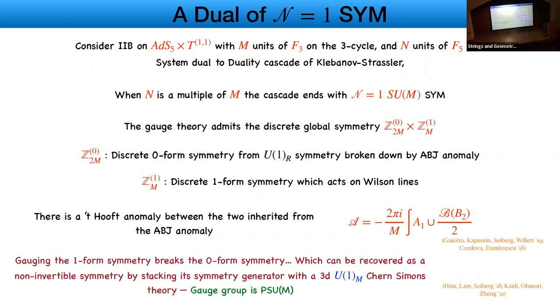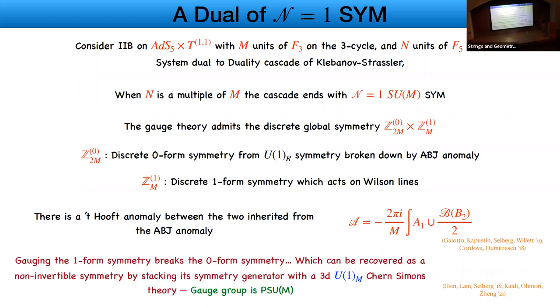Now, if I gauge the one-form symmetry here, as we just said, it breaks the zero-form symmetry. But one of the things that you can see is that the symmetry can be recovered as a non-invertible symmetry. And the difference between the two is that if I take super Yang-Mills theory and I take the ZM one-form symmetry, which is really the center symmetry, if I gauge it, then I go to PSU(M) theory. So what this means is that the super Yang-Mills with SU(M) gauge symmetry, where the gauge group is genuinely SU(M), has invertible symmetries. But if I gauge the center symmetry, then the PSU(M) theory, which is SU(M) mod ZM, has a one-form symmetry and a non-invertible zero-form symmetry.